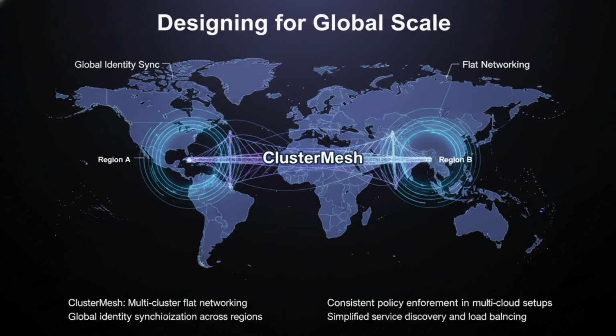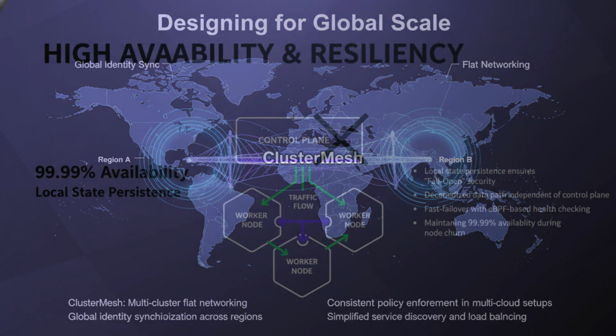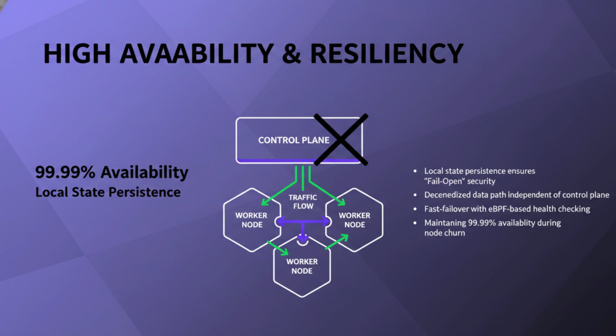By synchronizing the identity store, we ensure that a front-end pod is recognized as front-end, whether it's in New York or Tokyo. For infrastructure engineers, high availability is non-negotiable. Our event-driven engine must be resilient to node failures and network partitions. Cilium achieves this by maintaining local state on each node. If the central control plane or the operator is temporarily unavailable, the existing eBPF maps continue to enforce policies and route traffic. This is a massive advantage over centralized controllers.